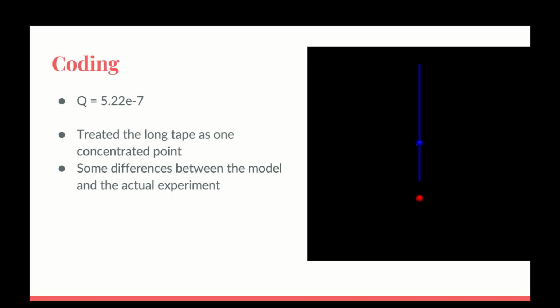Here is a picture of what was made, and we got the charge to be different from what we physically found. Obviously there are some sources of error as we're physically doing this because of, say, how we were handling it and other factors. One assumption we made is treating the long tape as one concentrated point in order to make the math easier on us, and there are some differences between the model and the actual experiment because there will be sources of human error.